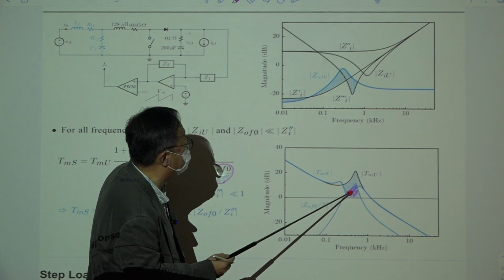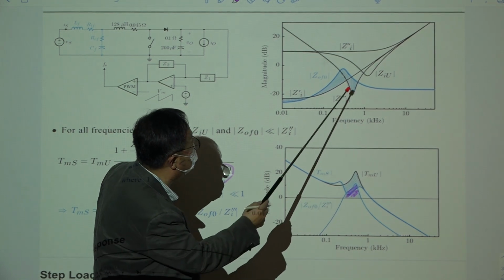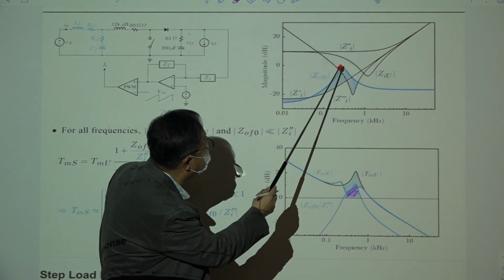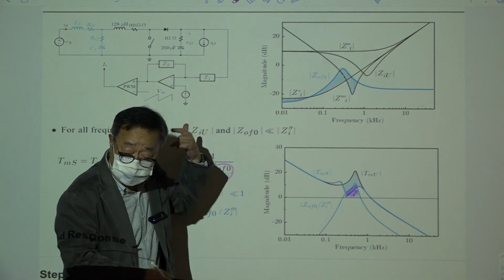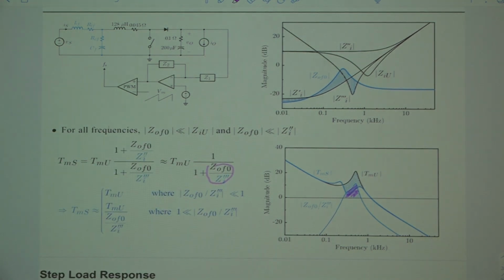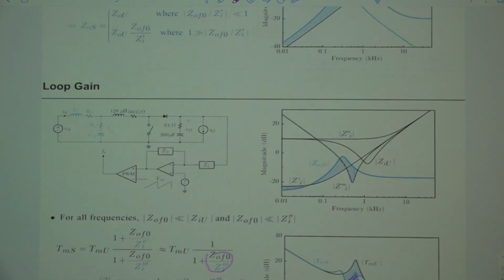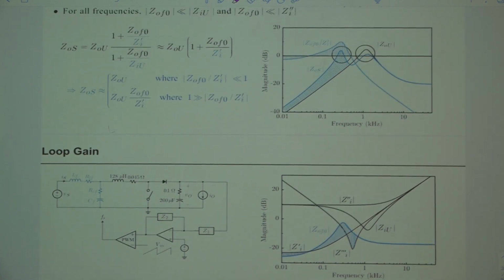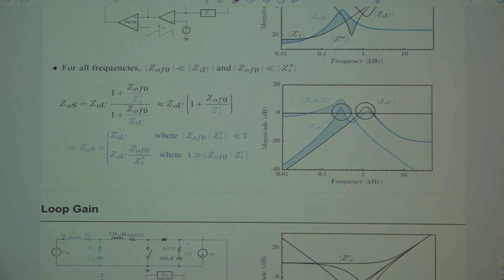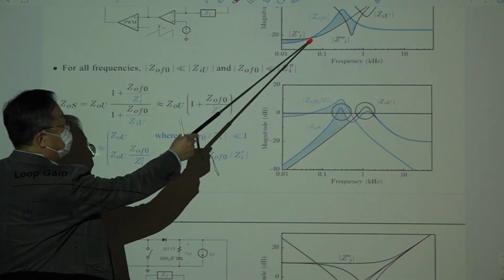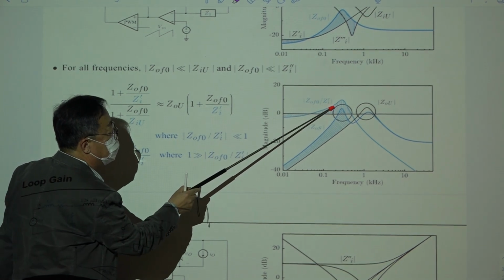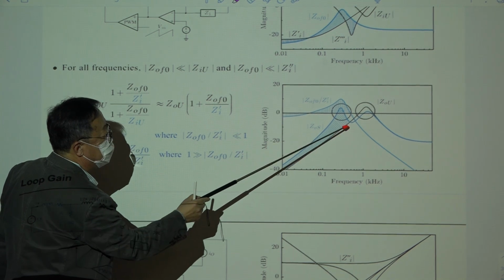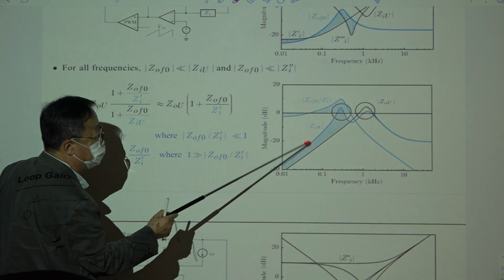So it's related with this, and this one is related with this area, and this area is related with the previous output impedance. This one is this one. This one is related with this, and this effect produces this change in the output impedance.